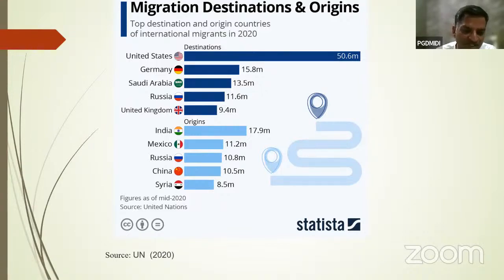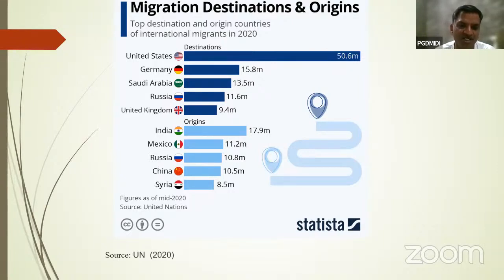So that is also another big destination within the Asian countries. Then Germany comes at 15.8 million, and it is growing actually. In 2019, Germany opened skill visas and student visas, and the number is growing. Saudi Arabia, then Russia also. Within Russia, the people migrating there are mostly from the neighboring countries. Then UK, around 9.4 million. So these are the top destination countries.